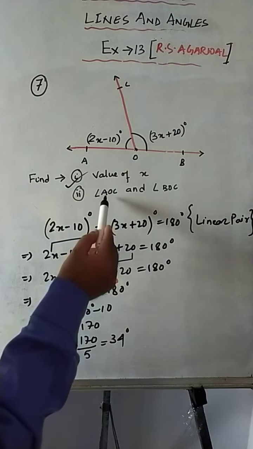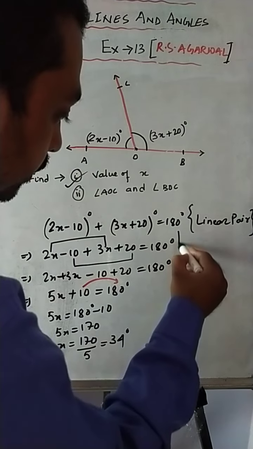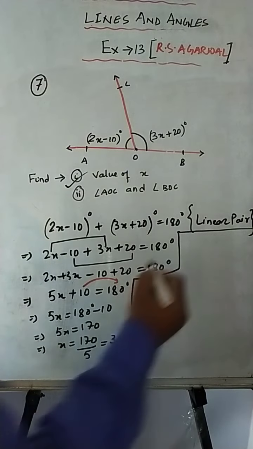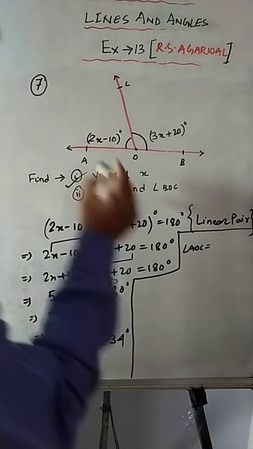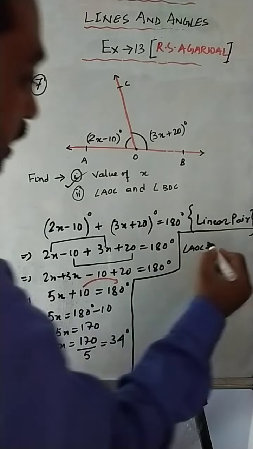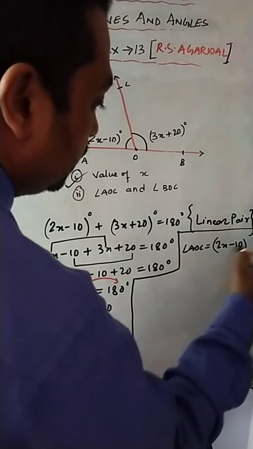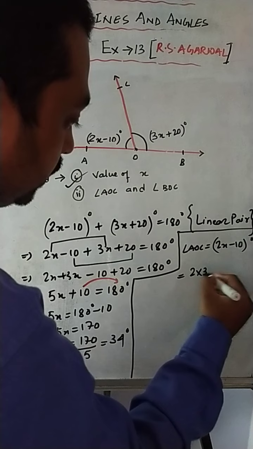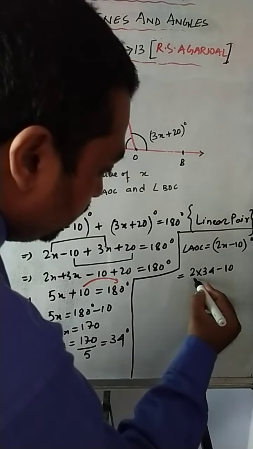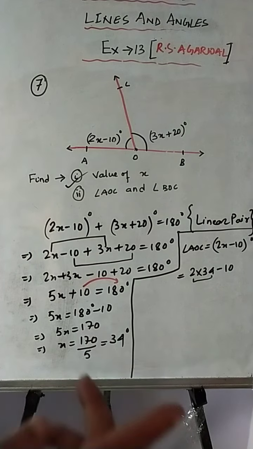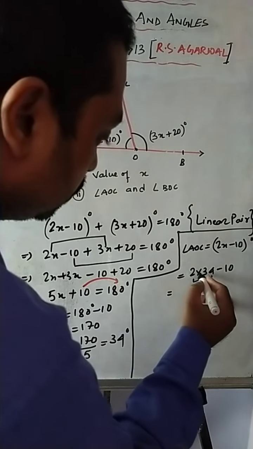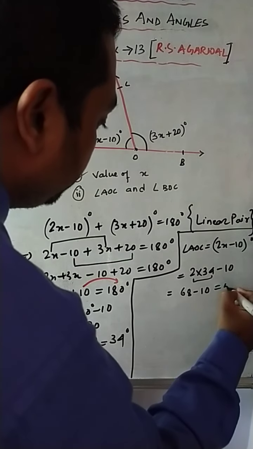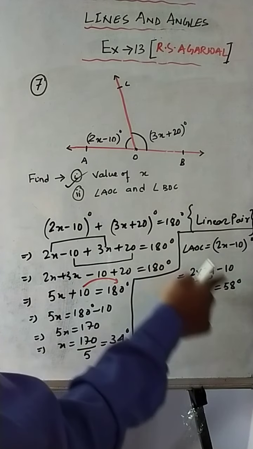Now, the next part, we have to find the value of AOC. I'm sorry that I don't have space, so I have to show you here only. Angle AOC is 2x minus 10 degrees. What is the value of x? 34. So in place of x we'll put 34, that is 2 into 34 minus 10. First of all we'll do multiplication, because according to the BODMAS rule we are supposed to do multiplication first. 34 into 2 is 68. 68 minus 10 is 58 degrees. So the value of angle AOC is 58 degrees.